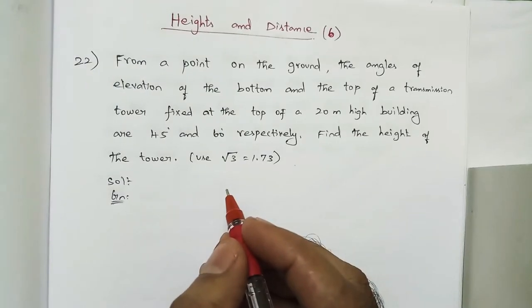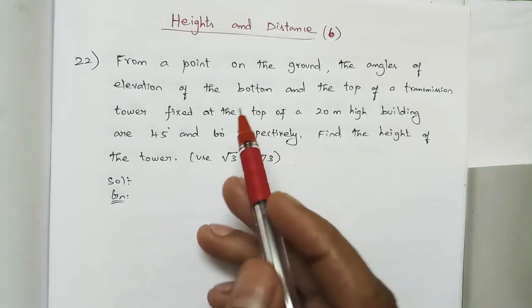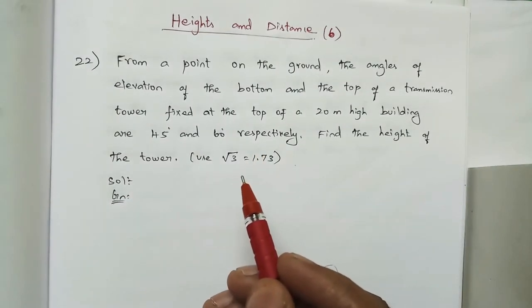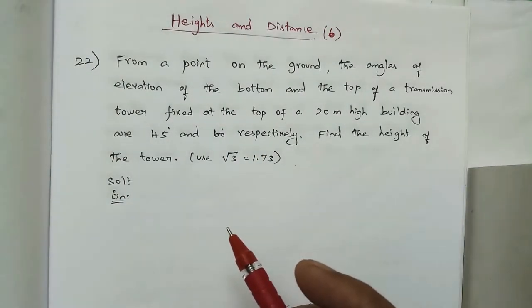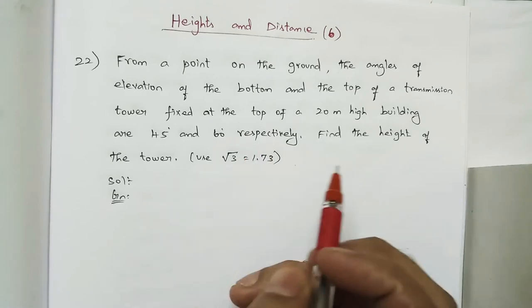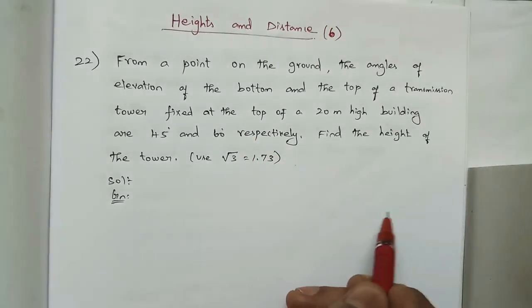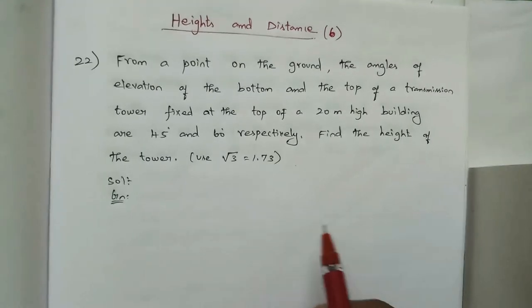Friends, today we are going to see sums on heights and distance. Now we are seeing sums based on two right triangles. First we have to read the question. By the question we have to draw the diagram, and whatever givens we have, we have to mark in the diagram by analyzing.